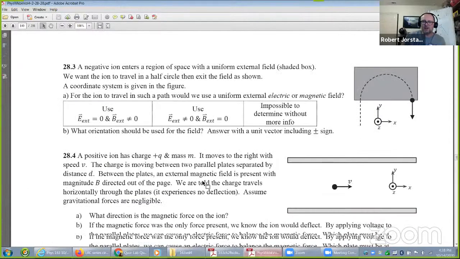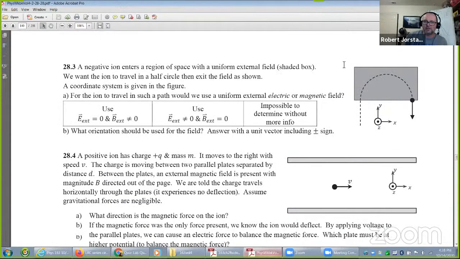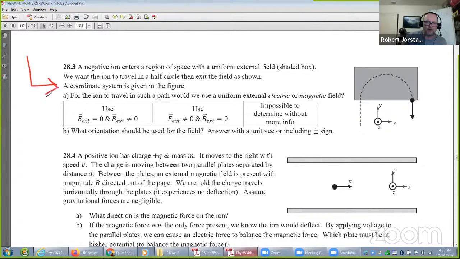Now I want to talk about problems where there's both an electric field and a magnetic field, because this relates to real life applications, as I was alluding to. Let's start with 28.3 and use it as a warm-up, okay? You have a negative ion. It enters a region of space with a uniform external field. Notice I don't say if it's electric or magnetic. This shaded region here is the region with external field.